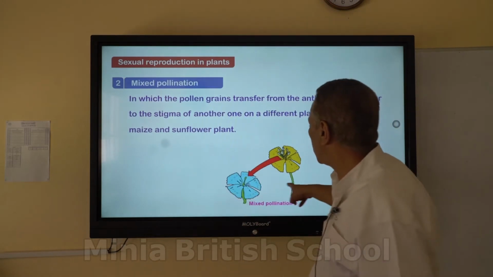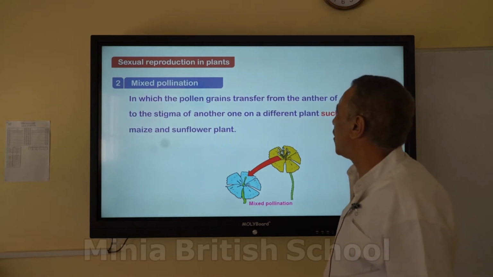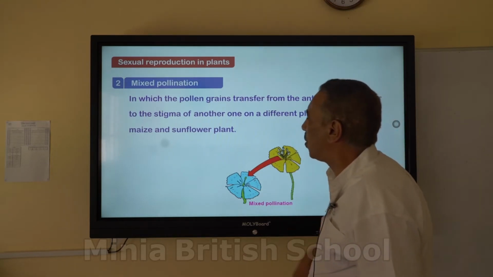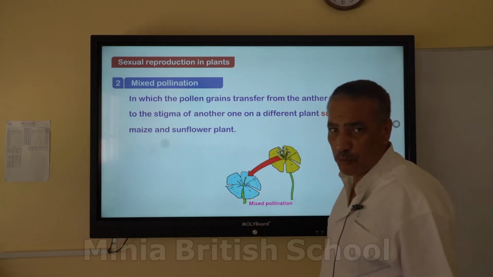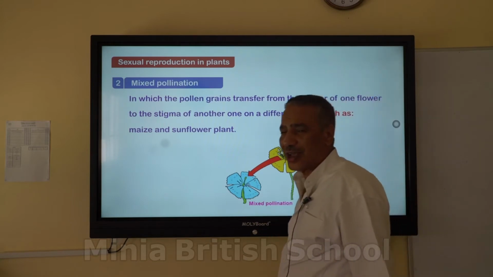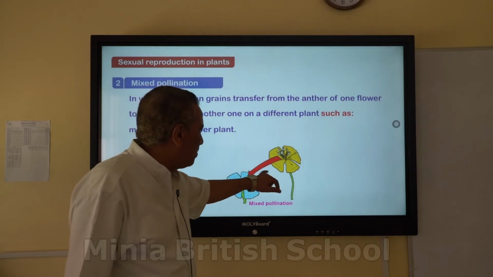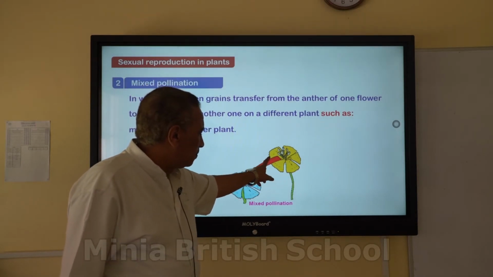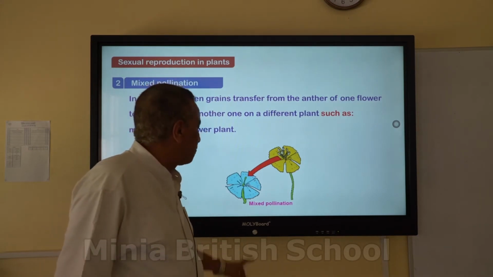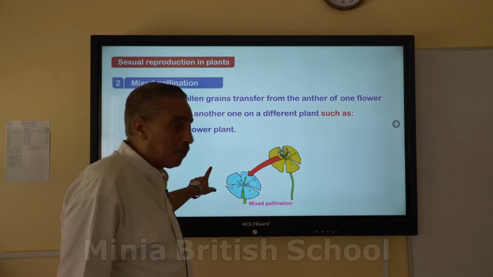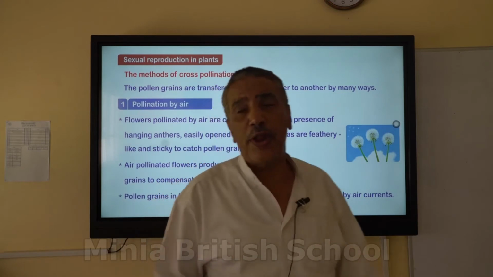While the other type is cross-pollination, and cross-pollination is transferring the pollen grain from the anther of the flower to the stigma of another flower on a different plant, such as what happens in maize and sunflower plants. We see here the arrow, transferring the pollen grain from the anther of the flower to the stigma of another flower of the same type. These are the types of pollination.